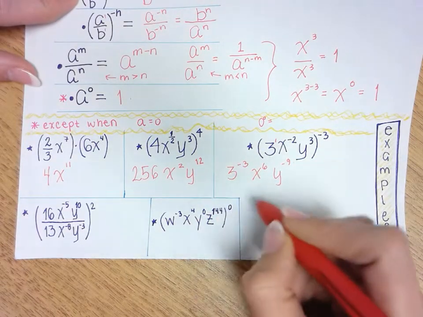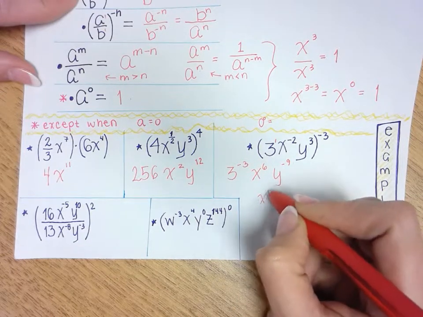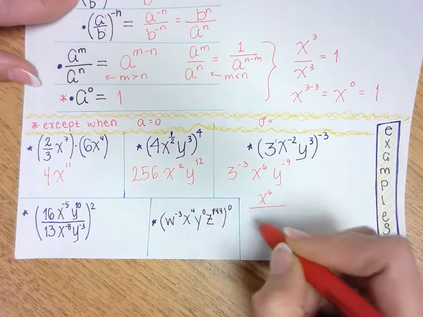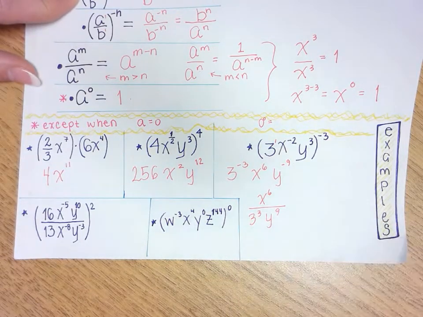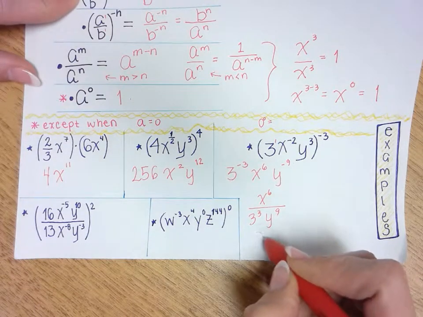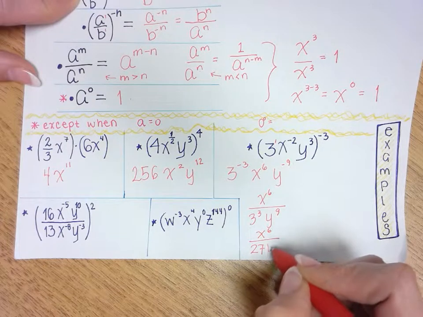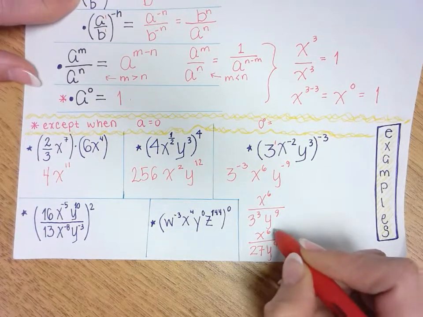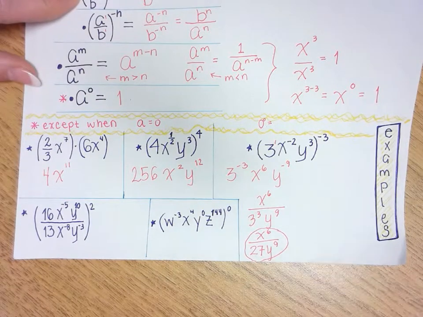Next, relocating with their apartments over here. Don't like it, don't like it. Want to move downstairs. X to the 6th stays upstairs. 3 to the 3rd goes to the bottom, and so does y to the 9th. Bottom, also known as denominator, sure. X to the 6th over 27, y to the 9th. So in conclusion, okay, 3 to the negative third is not negative 27, but rather it is 1 over 27.